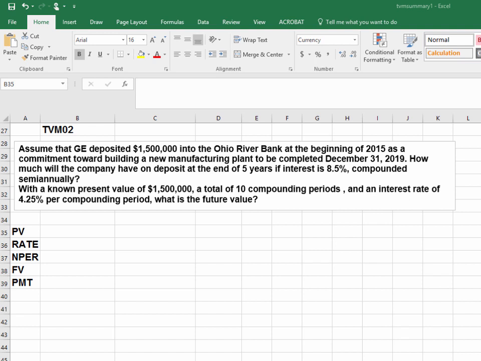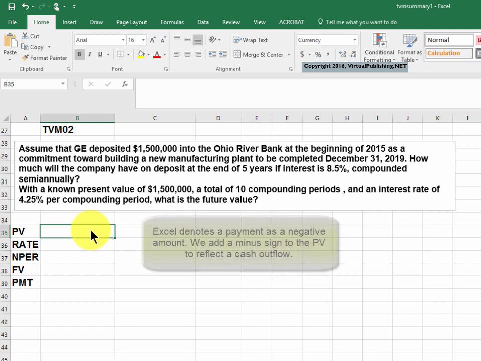With a known present value of $1,500,000, a total of 10 compounding periods, and an interest rate of 4.25% per compounding period, what is the future value? First, plug in the known values into the appropriate cells.